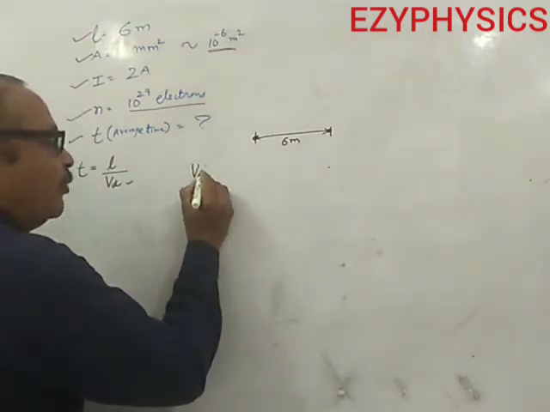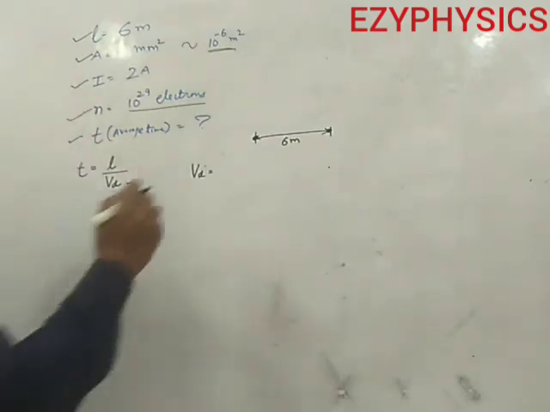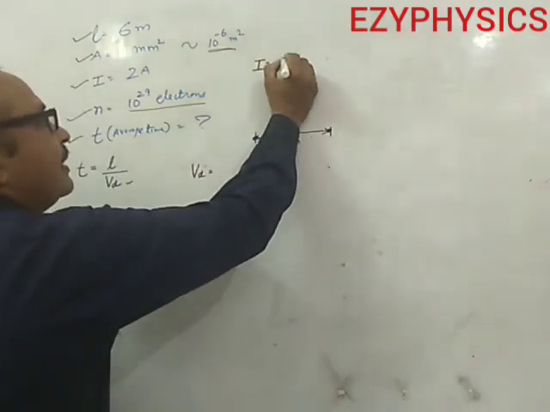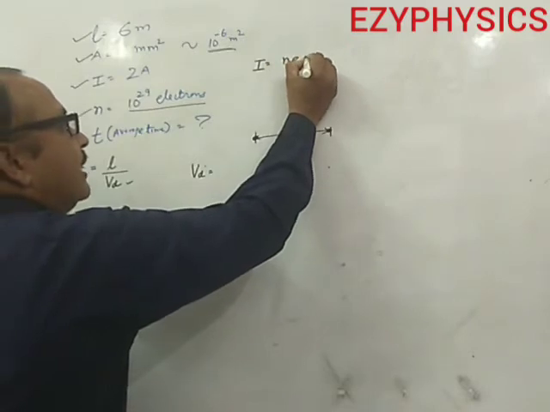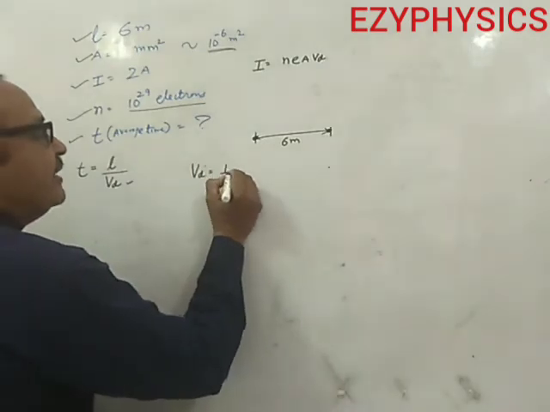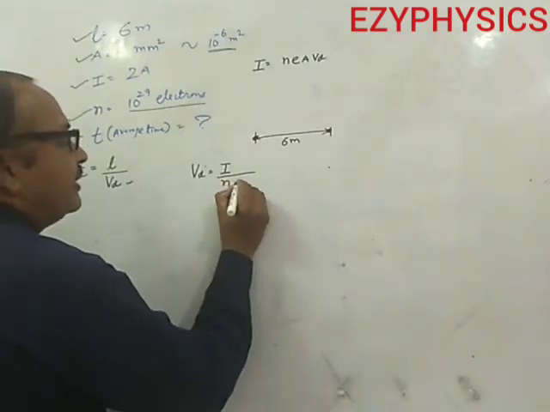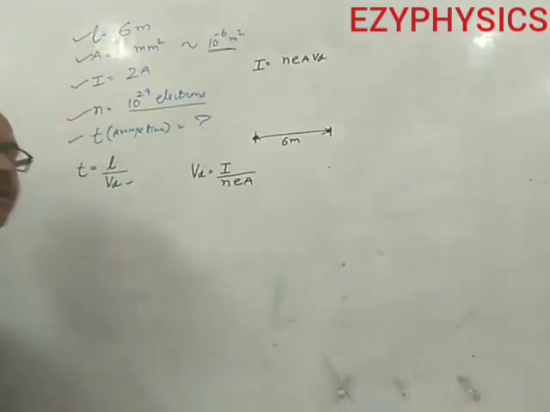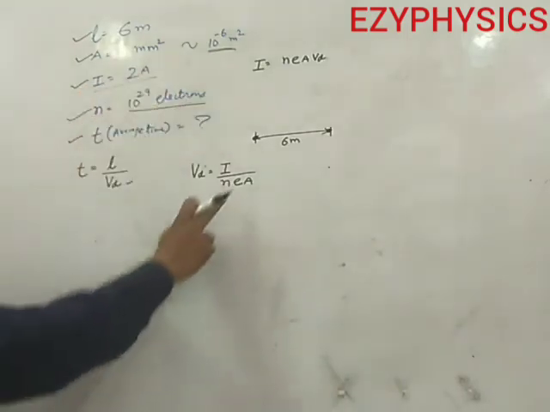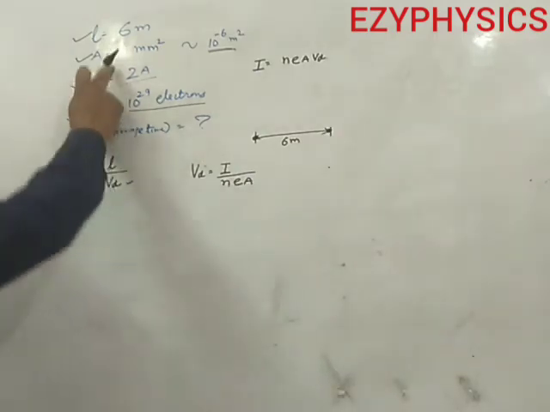And what is the formula of Vd? Now I is also given. So Vd and I can associate. We know that I is equal to N E A into Vd. So Vd will be equal to I divided by N, E and A. You are having I? Yes. You are having N? Yes. You are having E? Everybody knows the charge of the electron, I don't have to tell. And you are having A also.